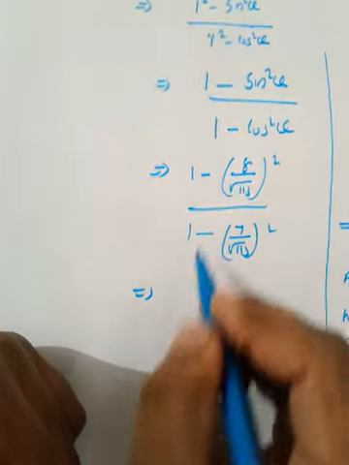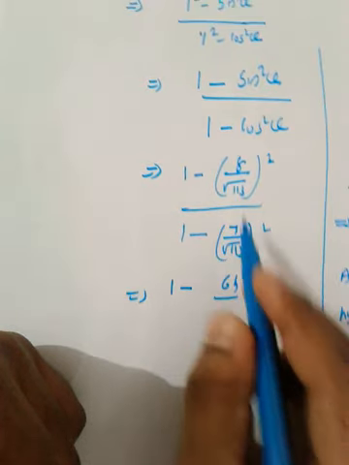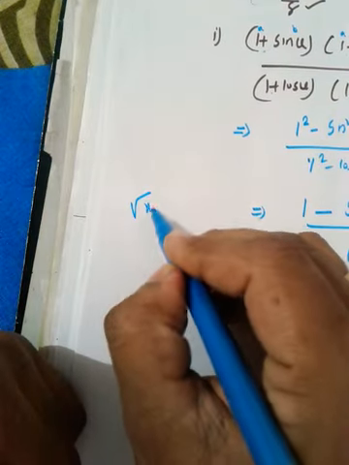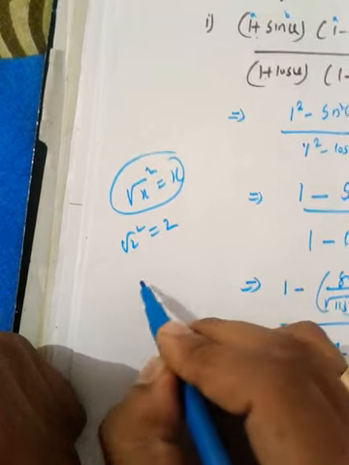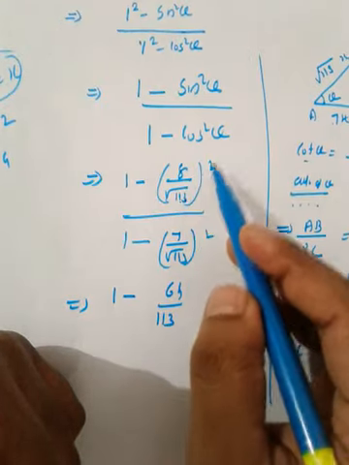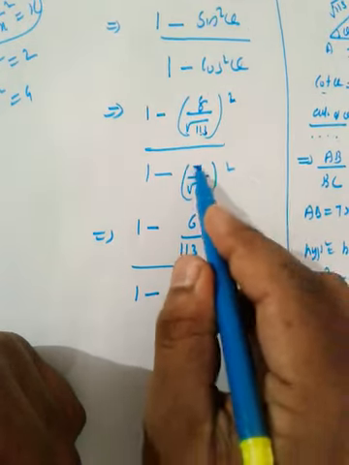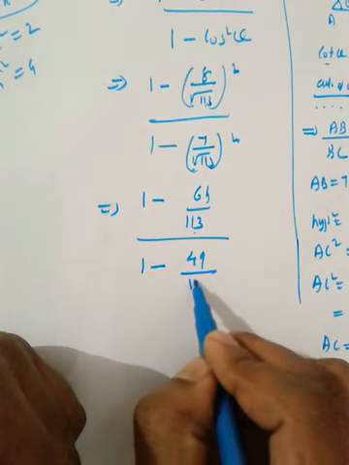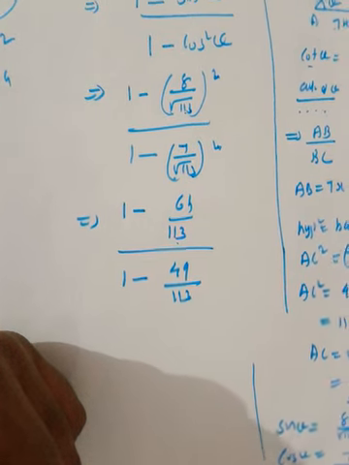Okay. Then 1 minus, what is 8 square? 64. What is root 113 square? 113. You know why? Because root x, when you take its square, x comes. Root 2 square gives 2, root 4 square gives 4. So root 113 square gives 113. That's why it is written like that. Okay. Then 1 minus, what is 7 square? 49. What is root 113 square? 113 itself. I think you understood, no? Clear? Any problem?